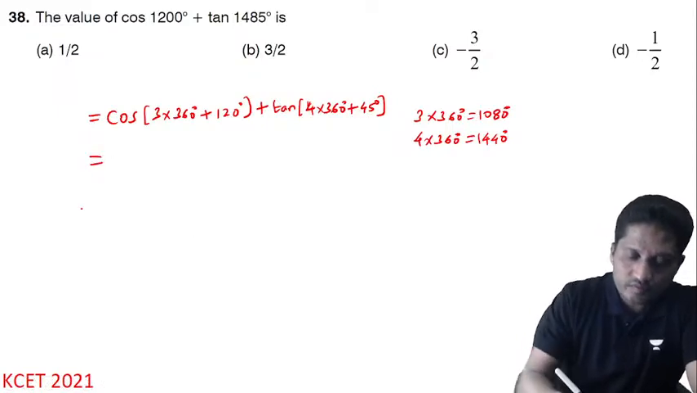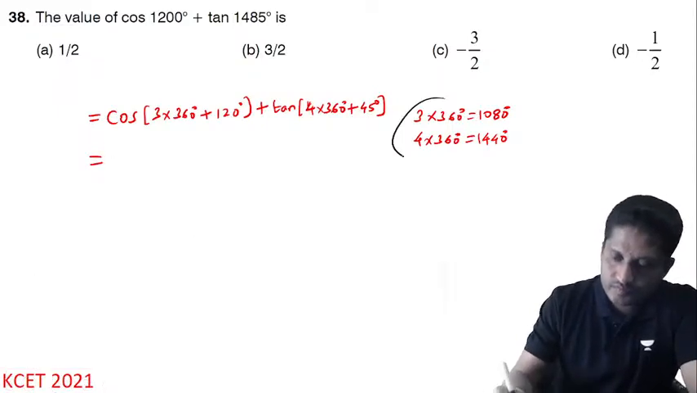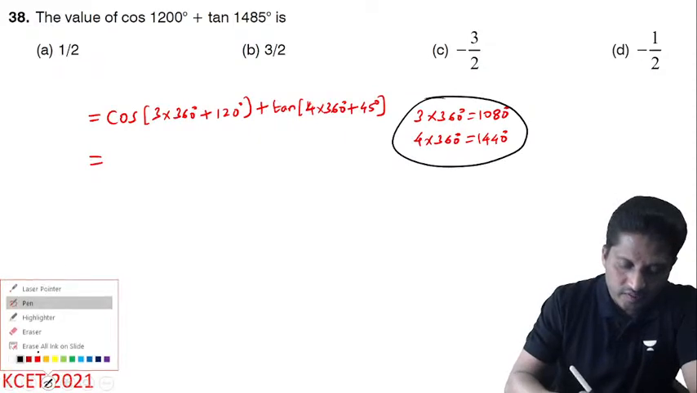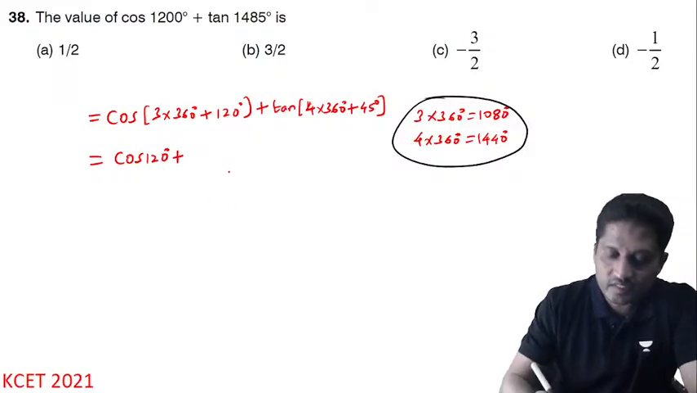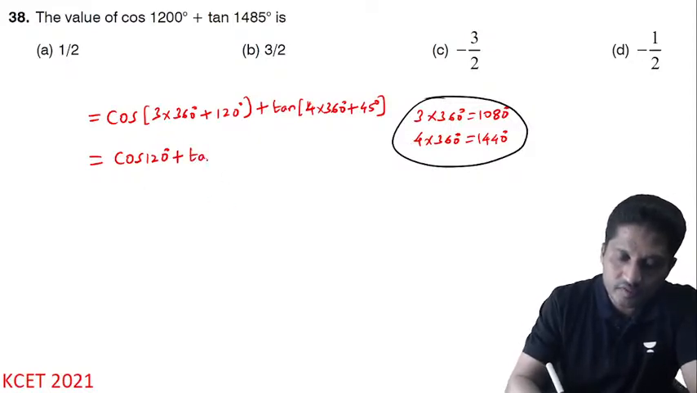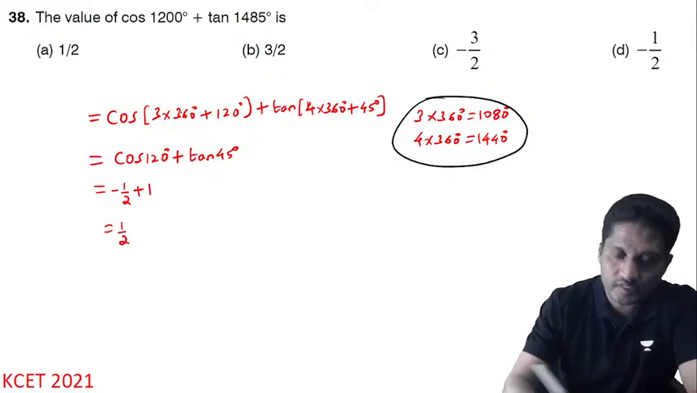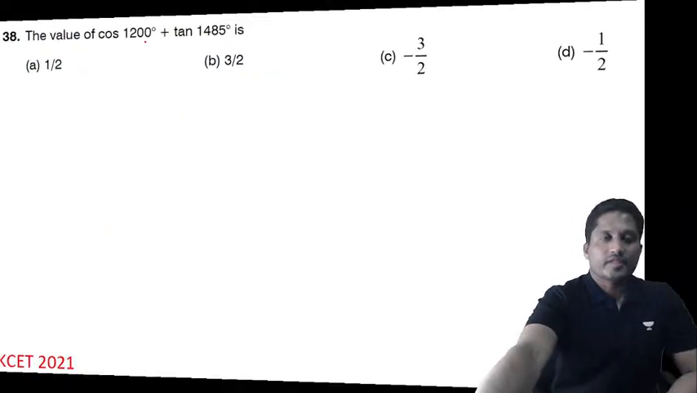Okay, that is equal to 360 plus theta, first quadrant, all are positive. This is cos 120. Okay, 360 plus theta, first quadrant, all are positive. This is tan 45. Cos 120 is minus half and tan 45 is 1. 1 minus half is half. Answer is option A. Let's move to the next question.